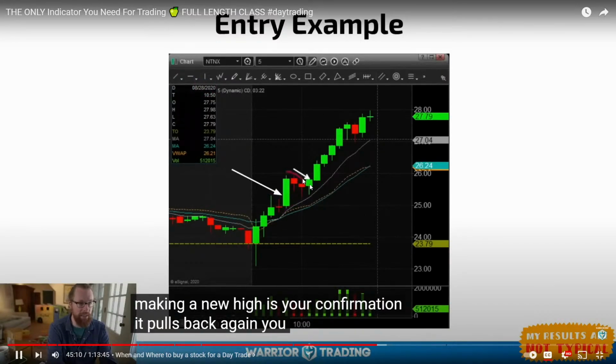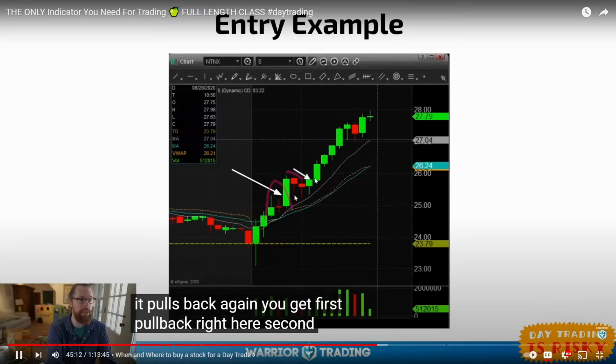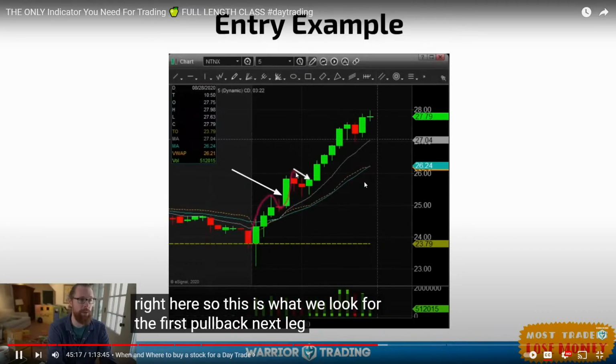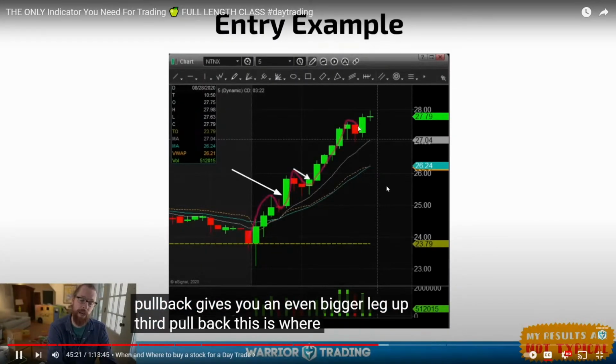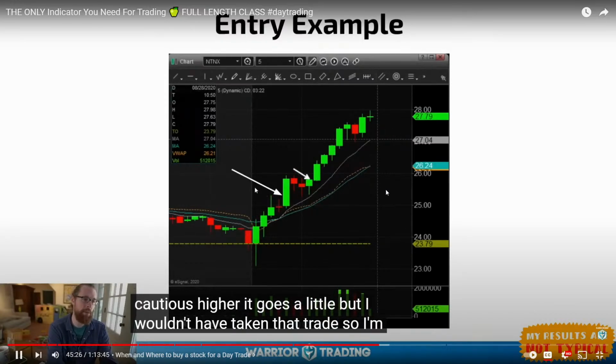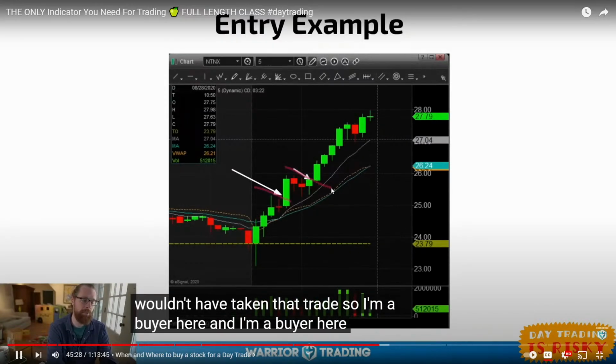It pulls back again. You get first pullback right here, second pullback right here. So this is what we look for. The first pullback, next leg up. Second pullback gives you an even bigger leg up. Third pullback, this is where I get cautious. Goes a little higher, but I wouldn't have taken that trade. So I'm a buyer here, and I'm a buyer here.